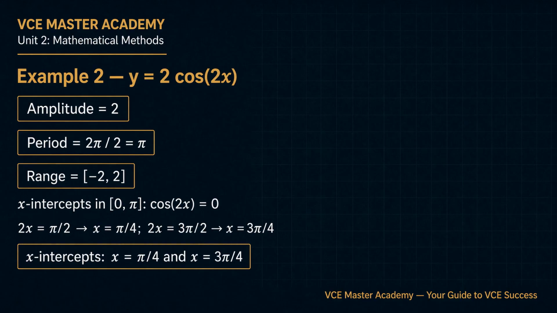Now let us find where it crosses the x-axis between 0 and pi. It crosses when cosine of 2x equals 0. Cosine is 0 at pi over 2 and at 3 pi over 2. So 2x equals pi over 2, giving x equals pi over 4. And 2x equals 3 pi over 2, giving x equals 3 pi over 4. So the x-intercepts are pi over 4 and 3 pi over 4.